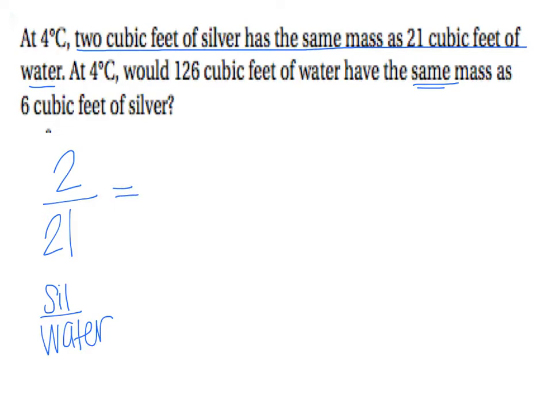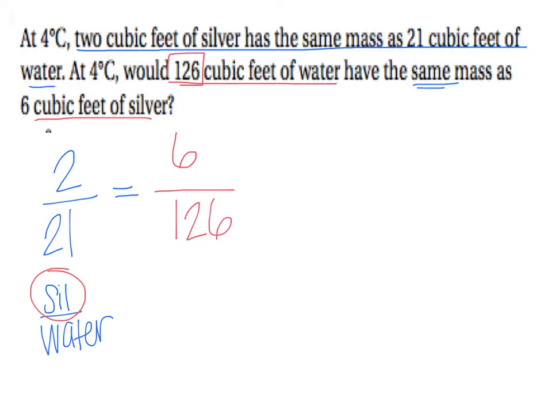So if we look at this second ratio that we want to make, 126 cubic feet of water to 6 cubic feet of silver. Well, if I'm looking at 6 cubic feet of silver, we did silver on top, so I have to do 6, and then we want to put 126 on the bottom because that's where water goes. Now they want to know, do these equal? So are they in proportion? So we need to simplify this to see if they are the same and if they're equivalent.